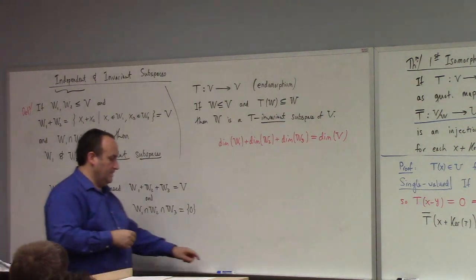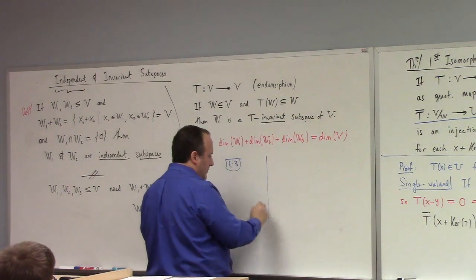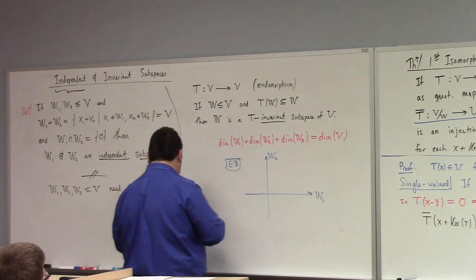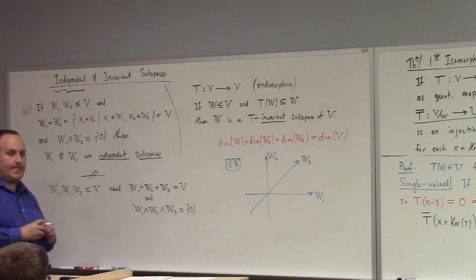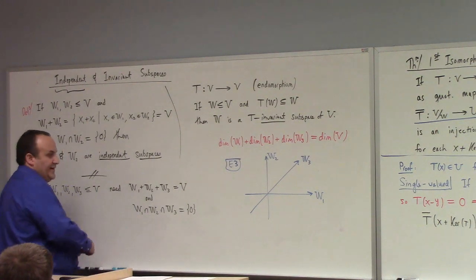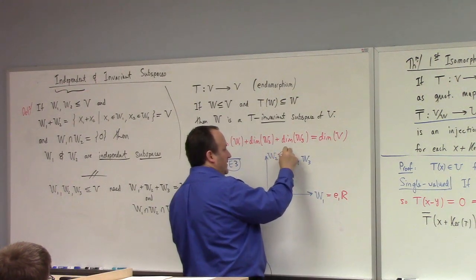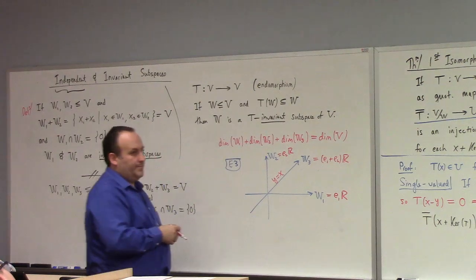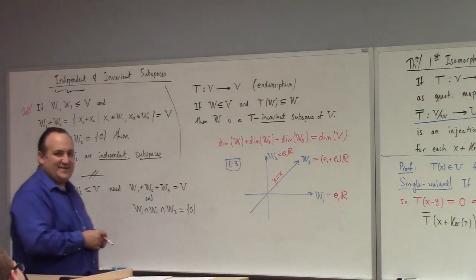Let me show you an example. Here's your W1, here's your W2, and here's your W3. Let me show you a super slick notation for span. You can write W1 as e1 times R, this is e2 times R, and this is (e1 plus e2) times R, assuming that this is y equals x. That's just a quick notation for the span of one vector: the vector times the reals. Okay? What's the intersection?